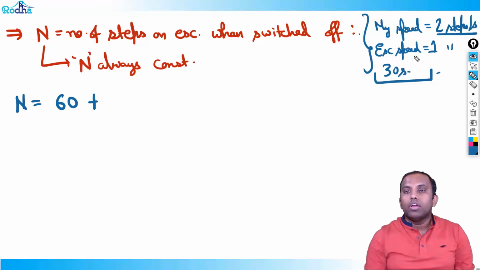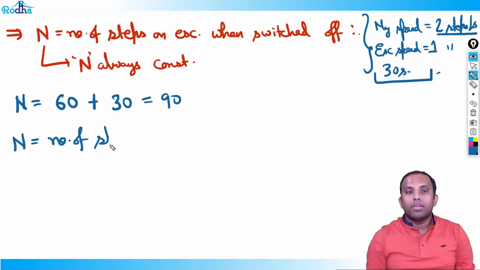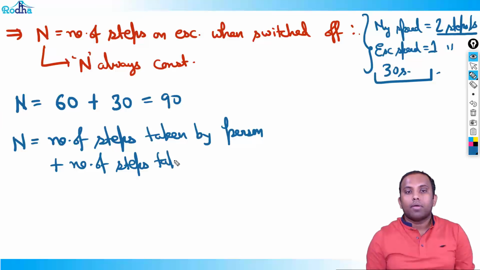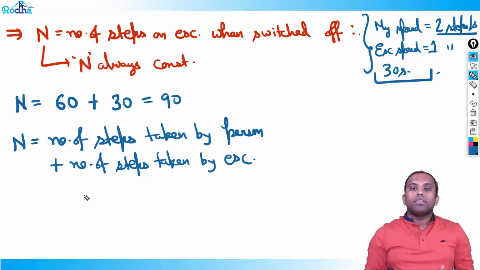And the speed of the escalator is what? 1 step per second, and in 30 seconds the escalator took 30 steps. So total is 90, right? That means what is n? N is the number of steps taken by the person plus the number of steps taken by the escalator.